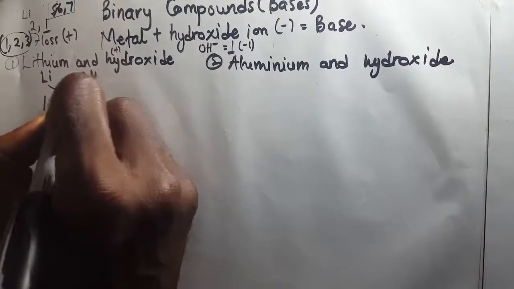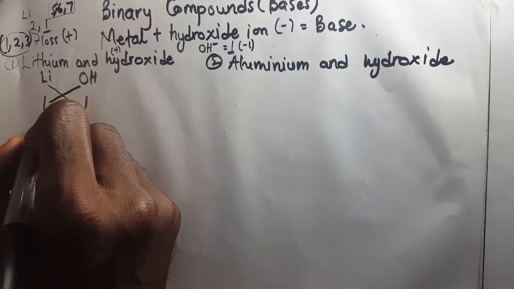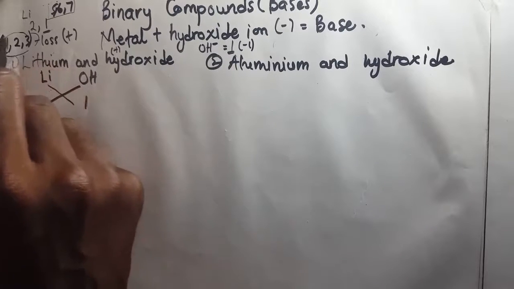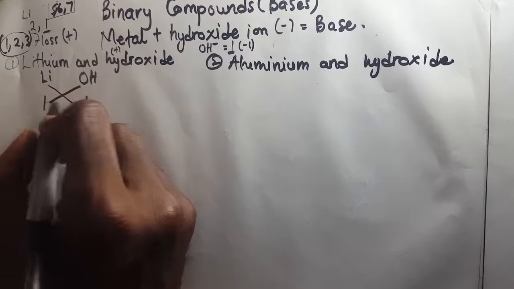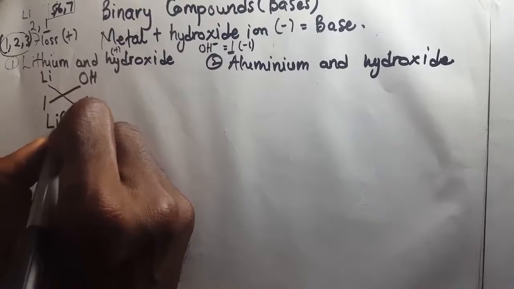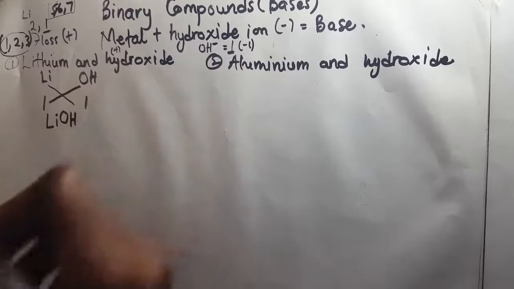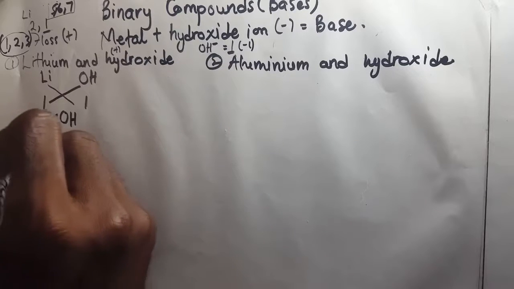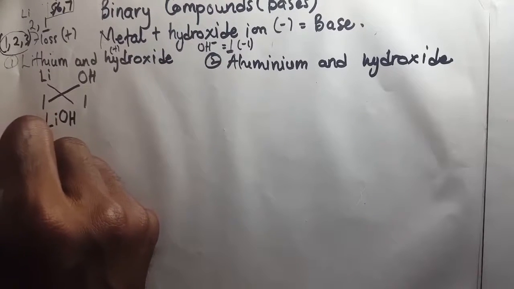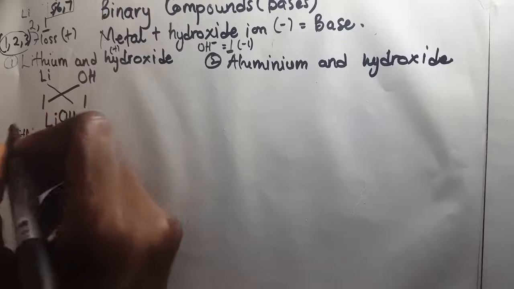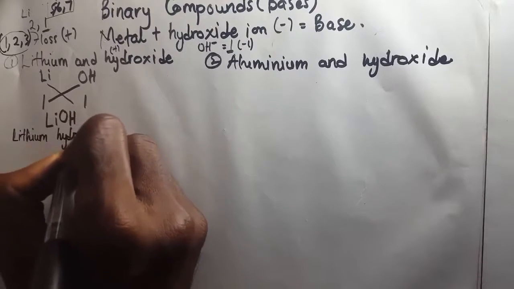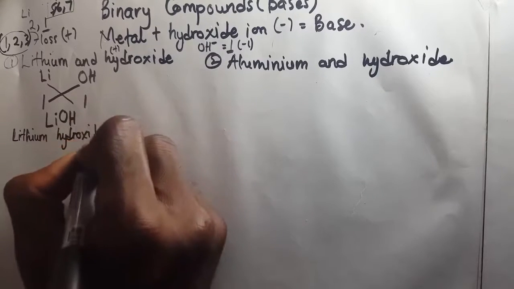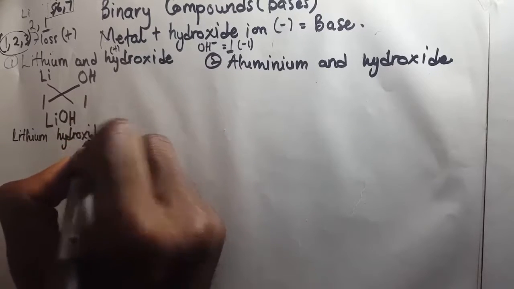So when they cross, this is what's going to happen. This thing I did here, we are going to do the same for all the questions we are going to take. So Li is 1, then OH. How are we going to call this? We are going to call this lithium hydroxide. Now, binary compounds end with the suffix IDE.